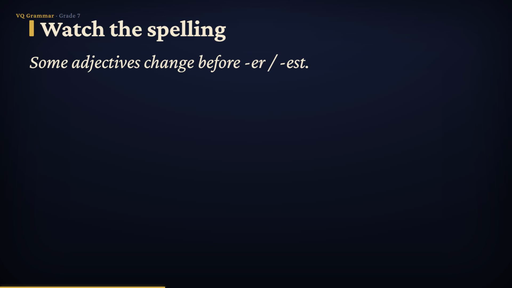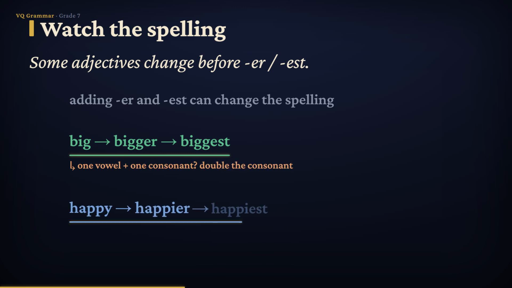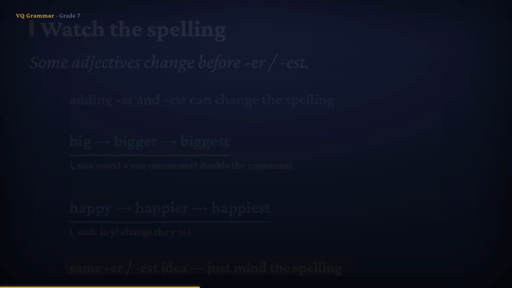One quick heads up about spelling. When you add -er or -est, the base adjective sometimes changes shape a little. Take big. It becomes bigger and biggest. Here the rule is, when a short adjective ends in one vowel plus one consonant, you double that final consonant before you add the ending. Now take happy. It becomes happier and happiest. When an adjective ends in y, you change that y to an i first. The comparing idea is exactly the same. You just have to mind the spelling as you go.